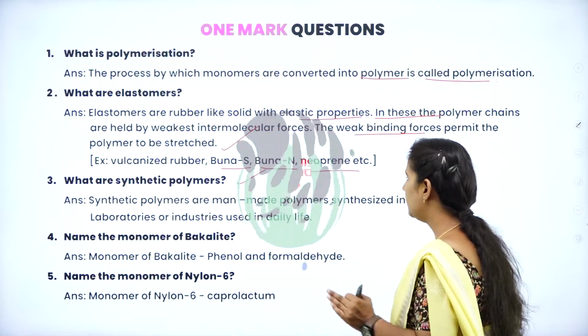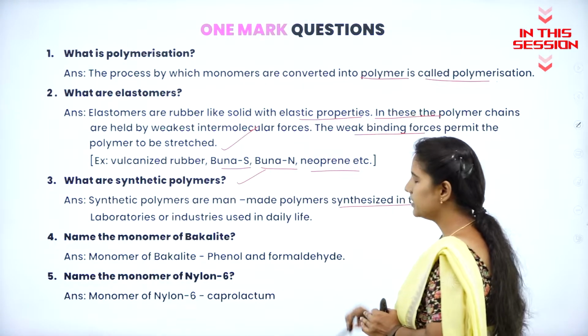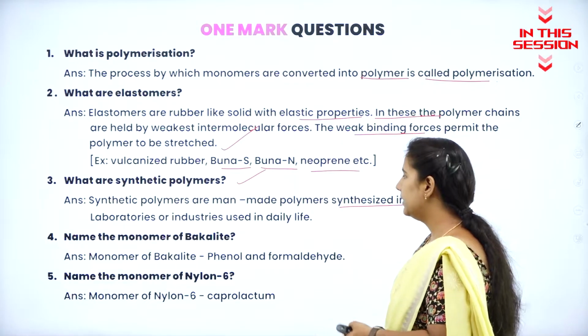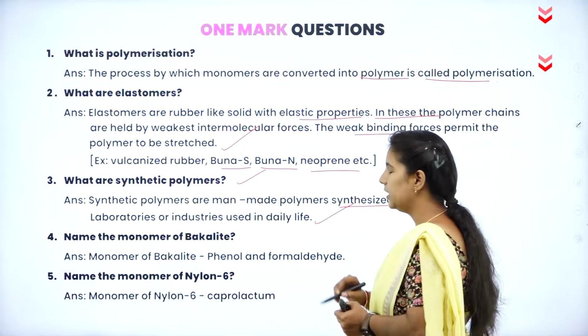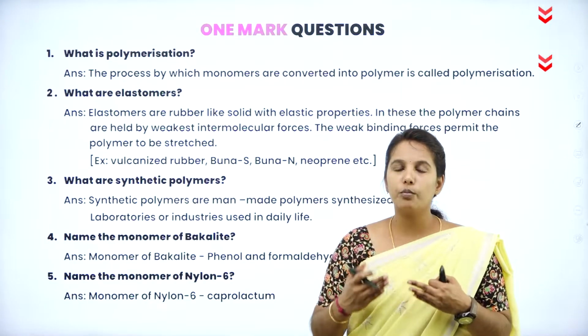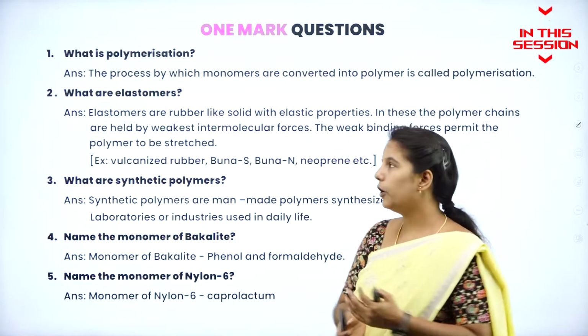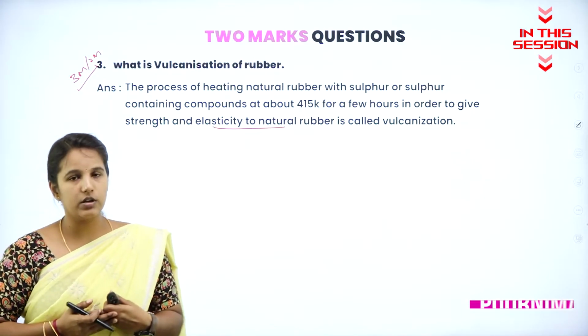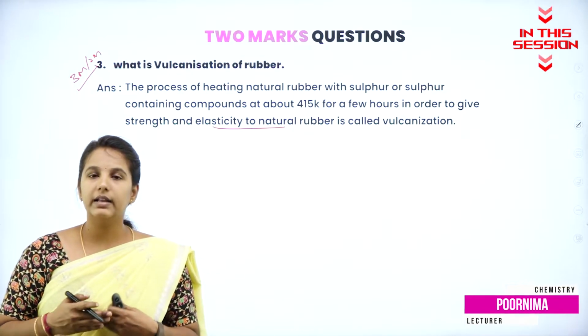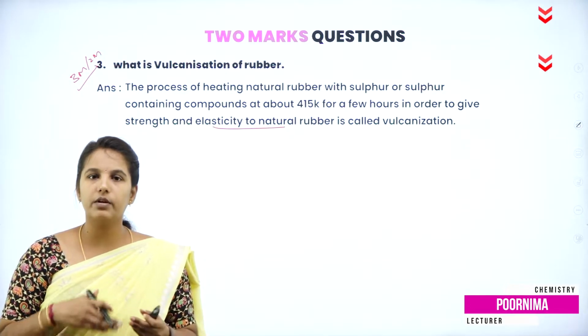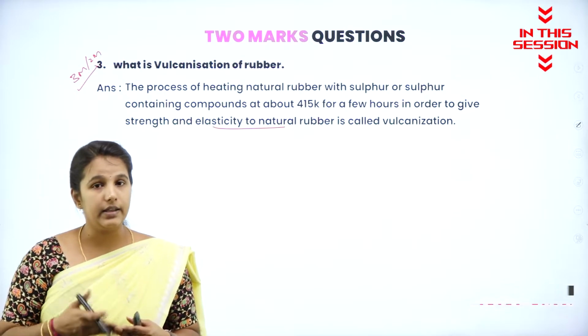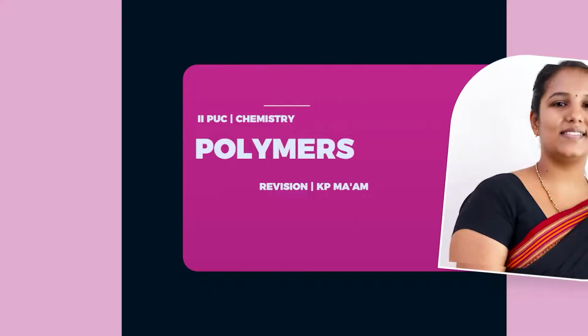These are the man-made polymers and it has been synthesized in the laboratory, either in the industry, and it will be used in our daily life. The process of obtaining the polymers from the monomers, it is known as what? Polymerization. They'll take the natural rubber from the plant sources and they'll heat that natural rubber with the compounds which are containing the sulfur at very high temperature.